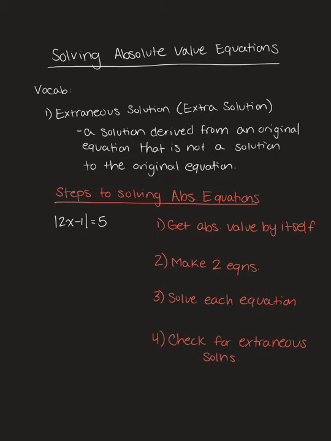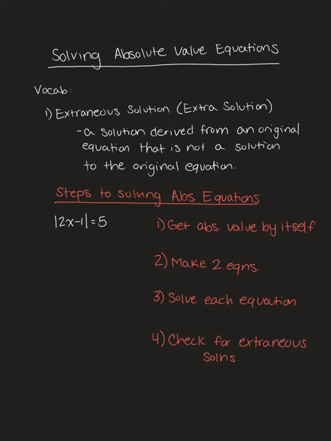Okay, so we're going to talk about solving absolute value equations. An absolute value is the distance away from 0. So anytime that you have a negative number inside the absolute value, it automatically comes out positive because we can't have negative distance. Okay?